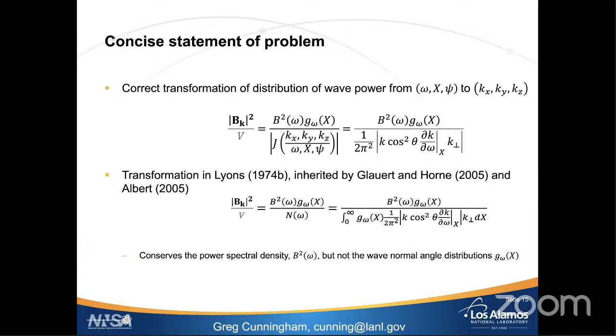So a concise statement of the problem is that the correct way to relate the distribution of power in Cartesian wave vector space, B sub k squared, to a distribution as a function of frequency and x is listed on the top here, where there are two Jacobians that contribute, one associated with the transformation from Cartesian to cylindrical coordinates and one from cylindrical coordinates to frequency and x. However, the relationship used in Lyons and the other papers through Glauert and Horne 2005 and Albert 2005 is in the second equation here, which has an integral of the Jacobian weighted by the wave normal angle distribution. Next slide.